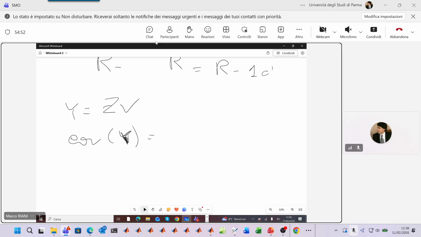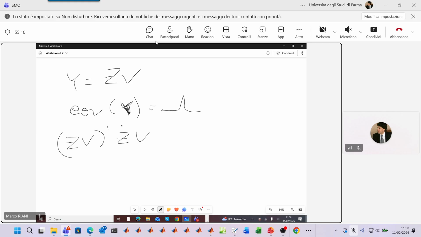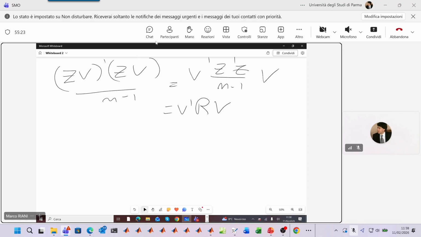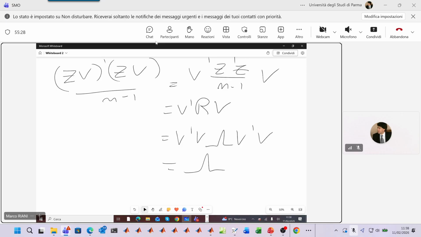So they are uncorrelated, so the variance-covariance matrix of the principal component scores, unstandardized, is matrix lambda, the matrix of the eigenvalues. Okay, once again, Z'V times ZV divided by n minus 1, therefore V' times Z'Z divided by n minus 1 times V, V' R V, V' V lambda V' V is equal to lambda. Right.